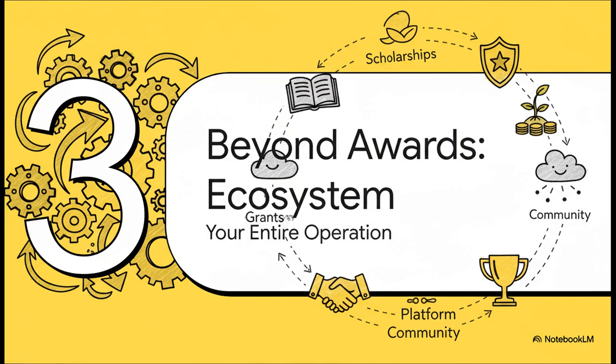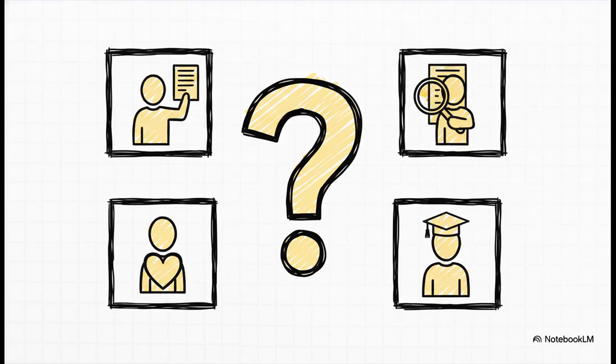But that's only part of the story, isn't it? A truly all-in-one platform has to manage the whole ecosystem that exists around your programs. Which leads us to the really big question. What about managing all the people involved? The applicants, the reviewers, your donors, the alumni. If you're juggling them in a different system, you're right back to that data silo problem we started with.